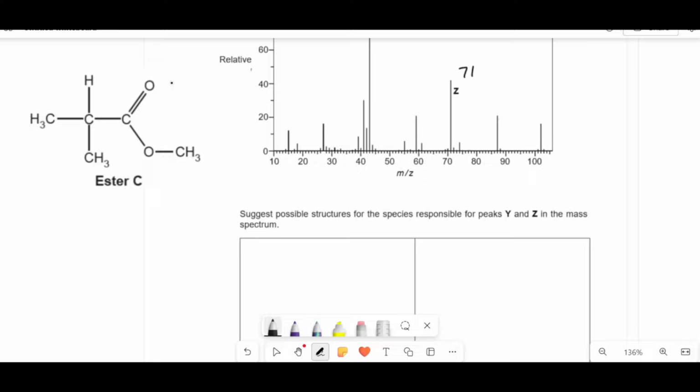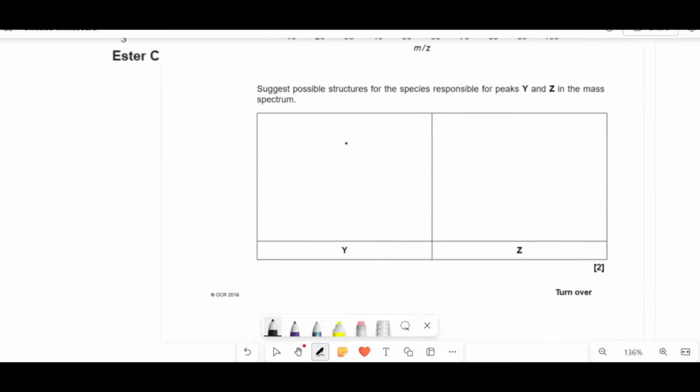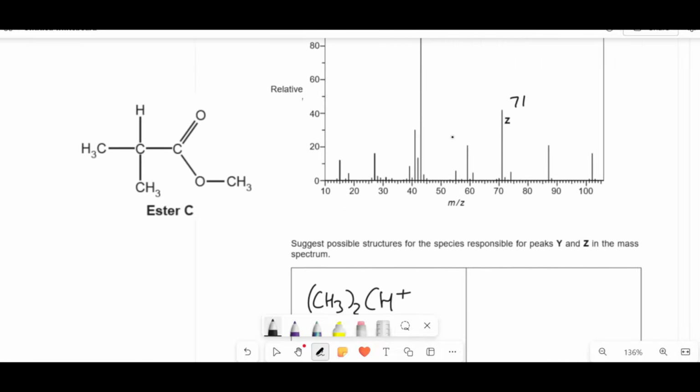The other chunk can't be that, because that wouldn't give you 71. So you need to figure out another way of breaking it. But we'll get to that one in a sec. Let's put the Y one down because we at least got that. That's (CH3)2CH+. Now the other one is at 71. We need to think of other ways we can break this off and see what we end up making. So for example, maybe I'll try breaking this off and see what it ends up making, right? If we do that, that's going to be what?